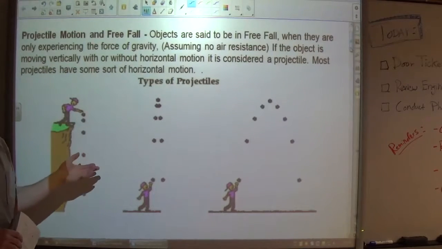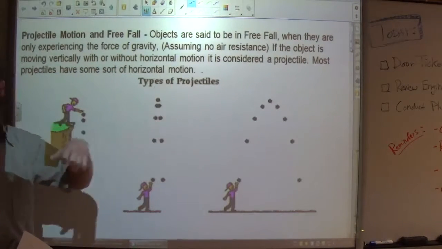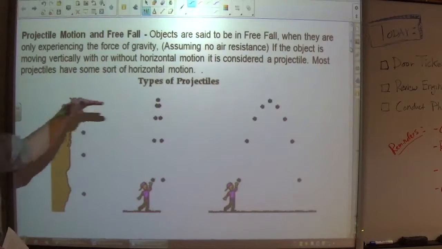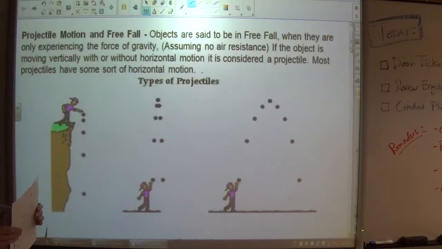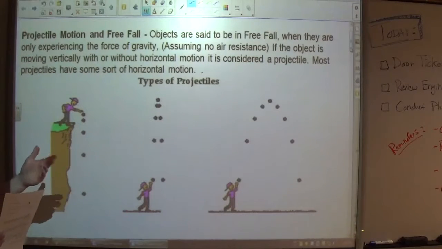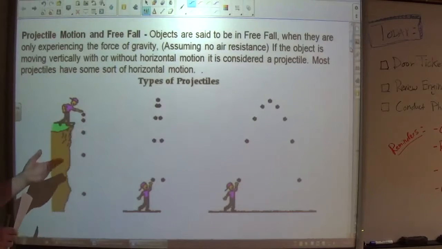In order for something to be considered a projectile, it could be traveling in a slight arc, or a more solid arc, or it could be launched across in a straight line. So it really doesn't matter that it's launched up or sideways or down. To be a projectile, it just has to be only under the influence of gravity.